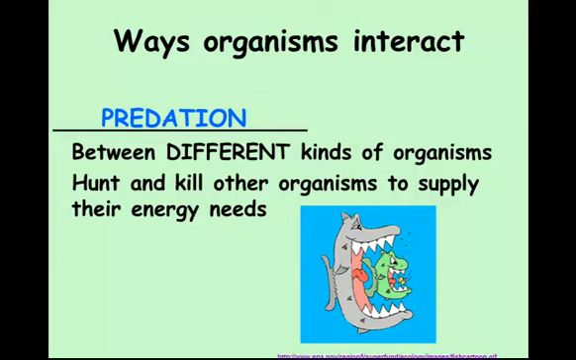Ways organisms interact. The second way that was on our list was predation. Different kinds of organisms. Somebody's the hunter and somebody's the lunch. And we talked about heterotrophs consuming other organisms, and in an ecosystem, a lot of time that means chasing the food down.